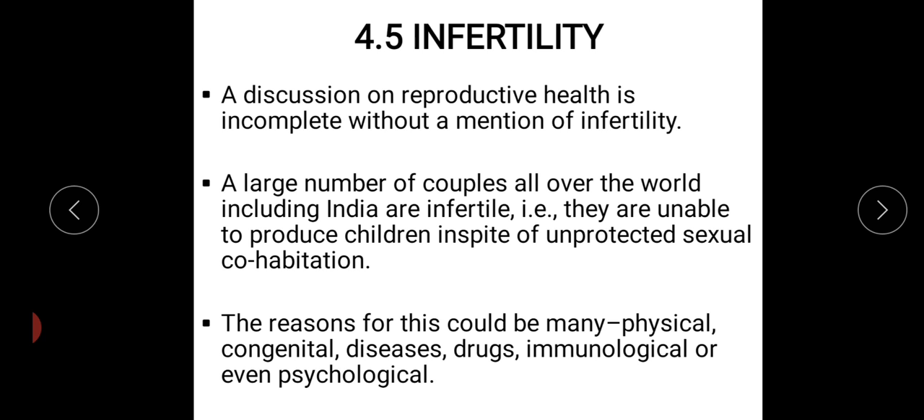Infertility is simply when an individual is unable to produce gametes, or is incompatible to have a baby. This condition is called infertility. A large number of couples all over the world, including our country India, are infertile. That means they are not capable of producing children in spite of unprotected sexual cohabitation. That means they are having intercourse and not using any kind of precautions.